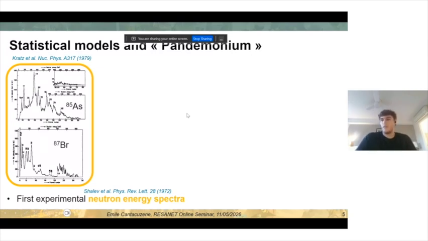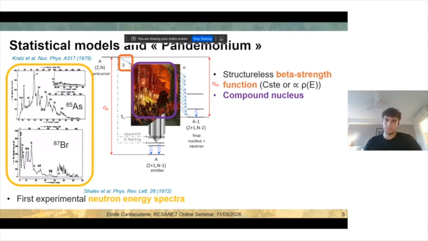And this was quite puzzling for the physicists at the time, because they didn't expect to see this type of structure in the neutron energy spectra. It led to a big debate in the scientific community between 2 main types of models, the statistical models on one part and the microscopic models on the other part. So I'm going to first talk about statistical models.